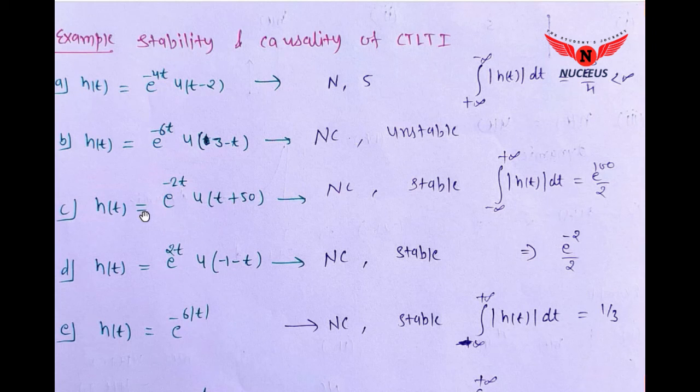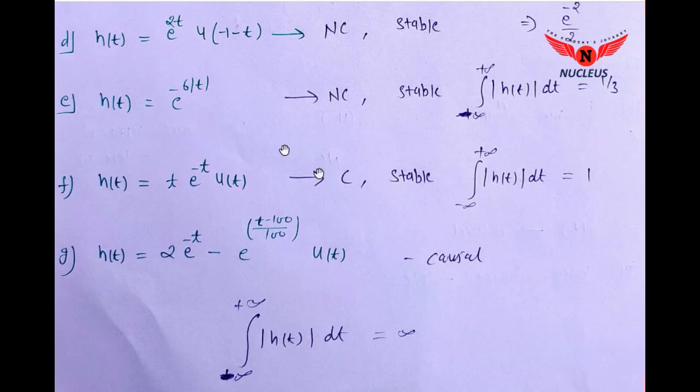Next question is h(t) equal to e to the power minus 2t u(t plus 50). So you can directly tell u(t plus 50) is the left shift case. So when t is less than 0, it is not 0. This impulse response is non-causal, or we can say the LTI system is non-causal, and this is a stable function. Next question is h(t) equal to e to the power minus 2t u(1 minus t). This function is not causal. If you know the graph of u(1 minus t), you can easily tell about the causality of this system. This system is stable.